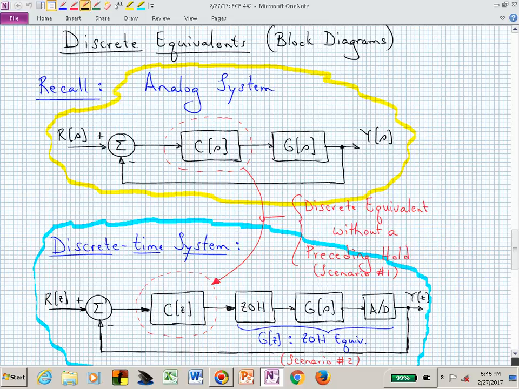What we want to cover today is what I've dashed in red, and that is to find this discrete equivalent, capital C of Z, starting with a capital C of S. Do you see a zero order hold or any kind of hold before that? No. All we're trying to do is go directly from a C of S, which could be a filter or a controller, to obtain a C of Z. That's scenario number one, and we want to determine how we can go from C of S to C of Z.